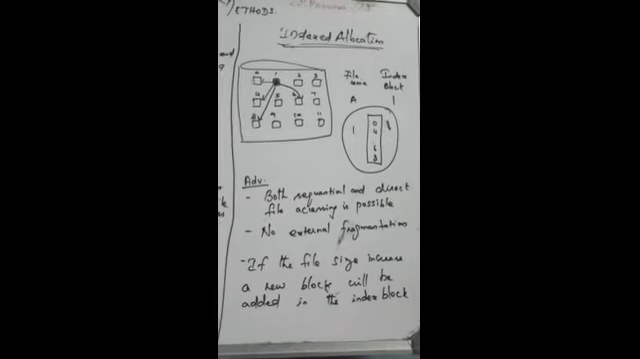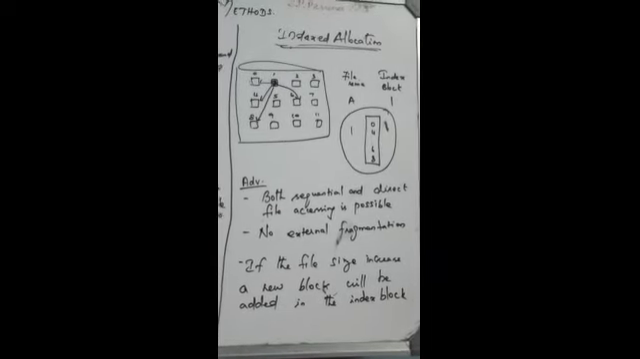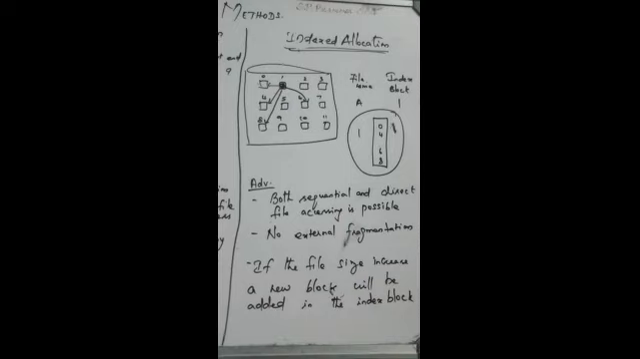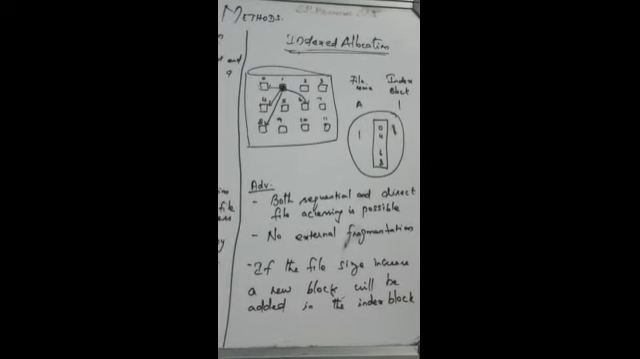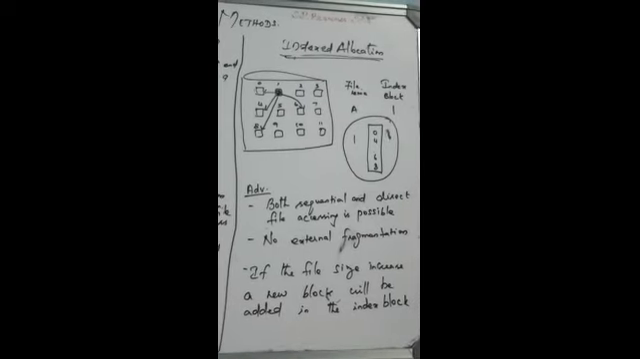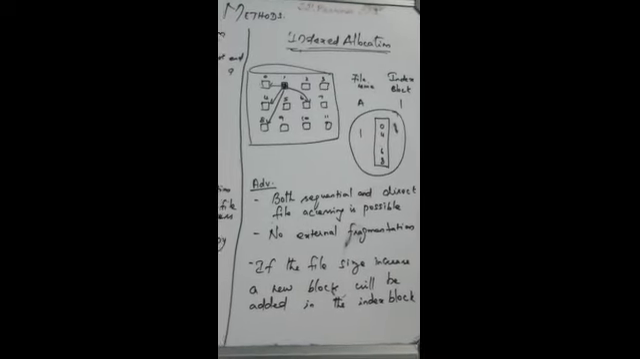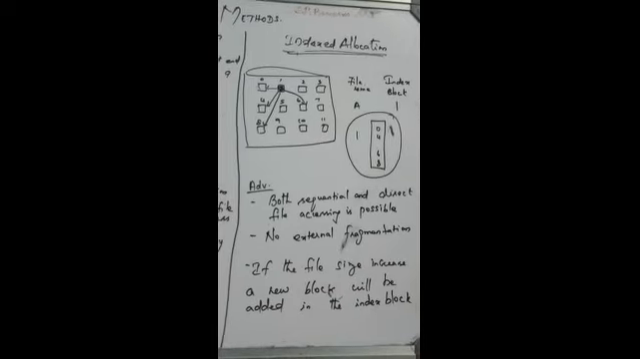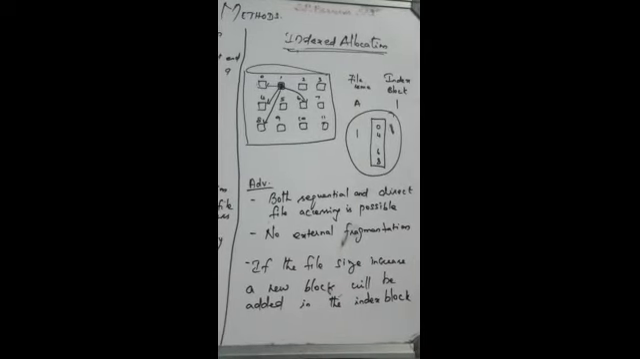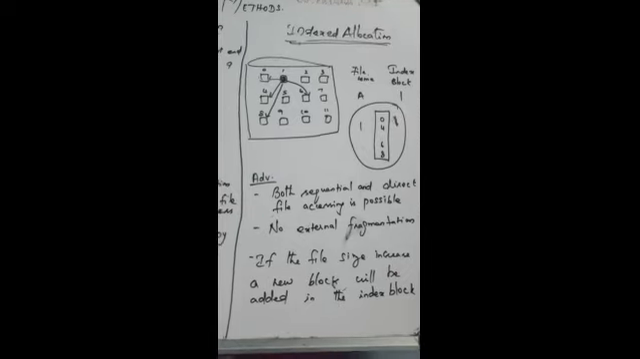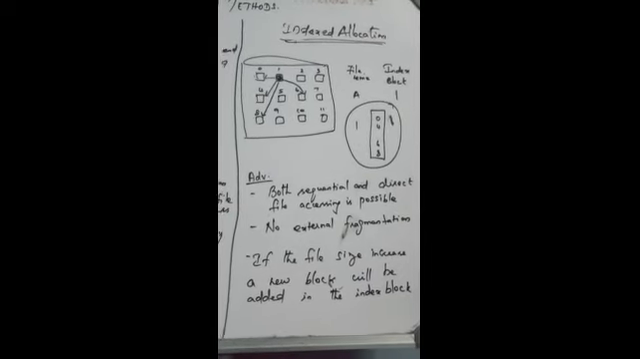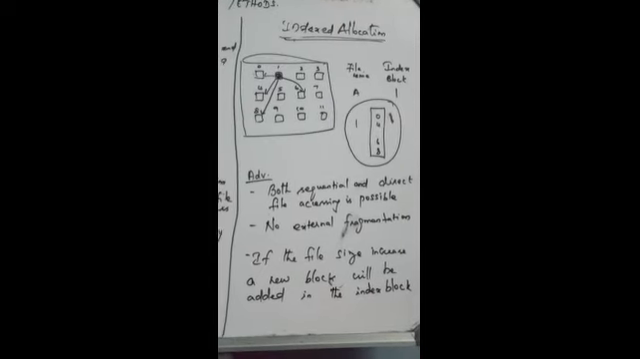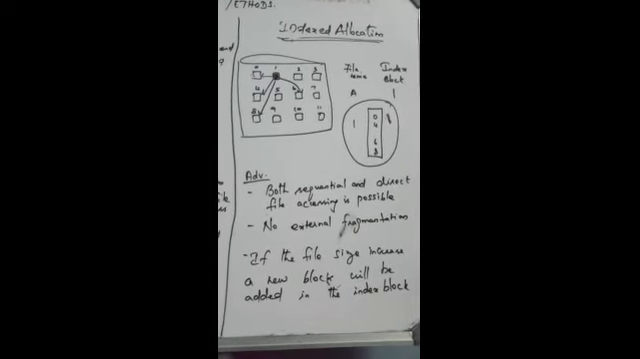The advantage of index allocation is it is suitable for sequential accessing as well as direct accessing of files. Both methods can be easily handled by index allocation. There is no external fragmentation because it will search wherever the free block is and allocate the file.